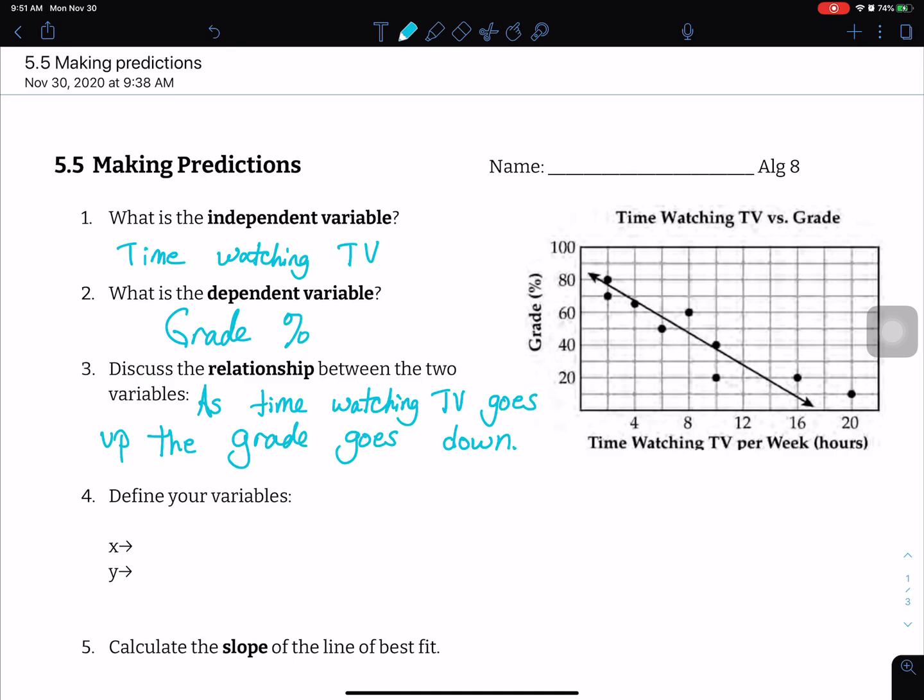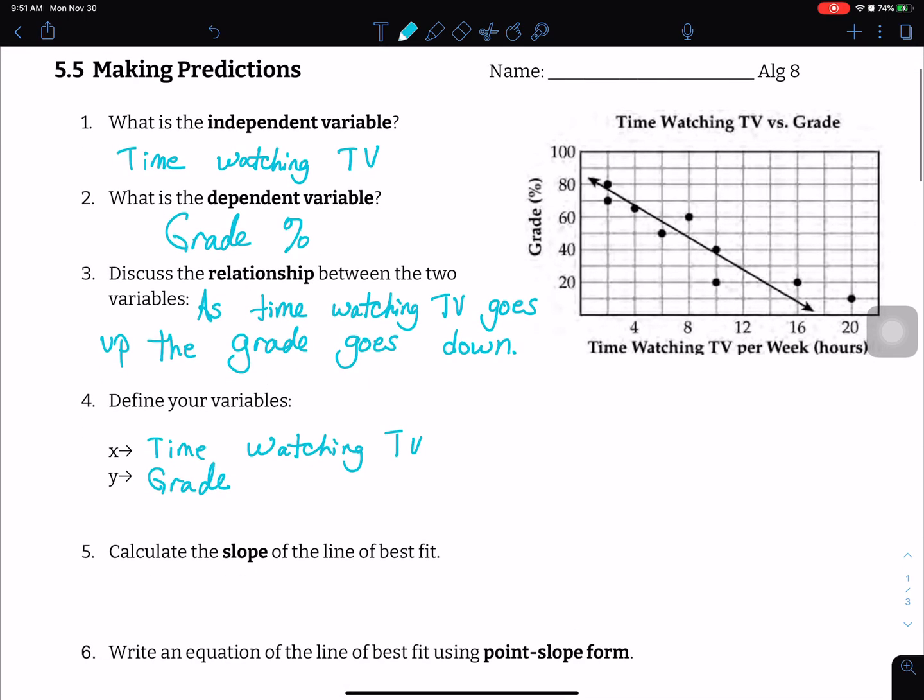So then, again, it's important that we define our variables. So x is going to be that time watching TV. And y is the grade. And that just helps us to put whatever we're doing in context of the problem. So to calculate the slope, we need to come up with 2 points on our line.